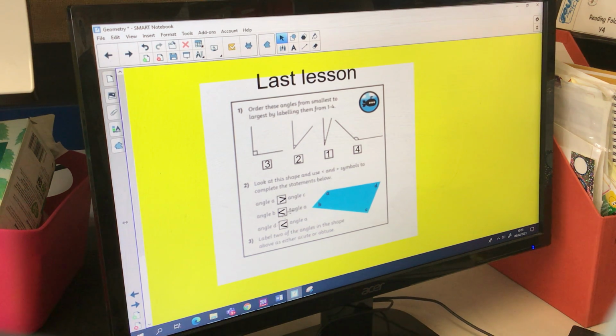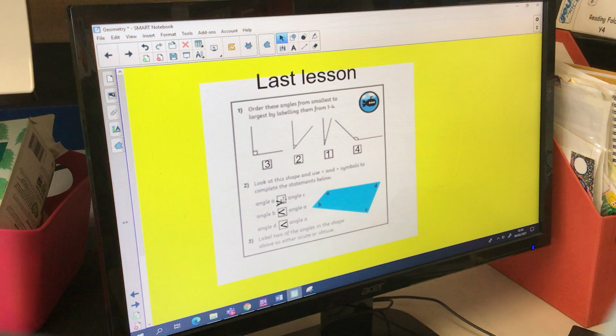Now number 2 was thinking more about what we're going to be doing today, just to see if you could remember those symbols really from year 3. And I know that you've done them before. Those symbols meaning greater than, less than. So you had to look at angle A and C to start with and work out which was bigger. Remember, the wider side of this symbol points to the biggest number or the biggest angle.